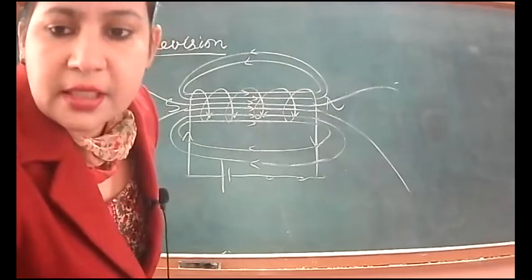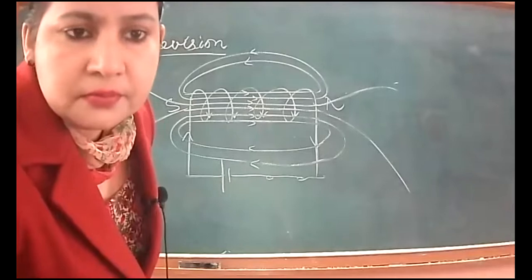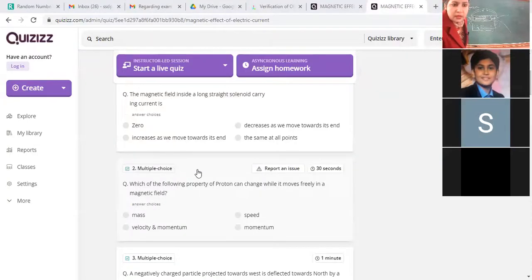Let's see the next one. Second: which of the following properties of a proton can change while it moves freely in a magnetic field? Yes, what do you say? Which property of a proton will change when it moves freely in a magnetic field? Mass, speed, velocity and momentum, or momentum?